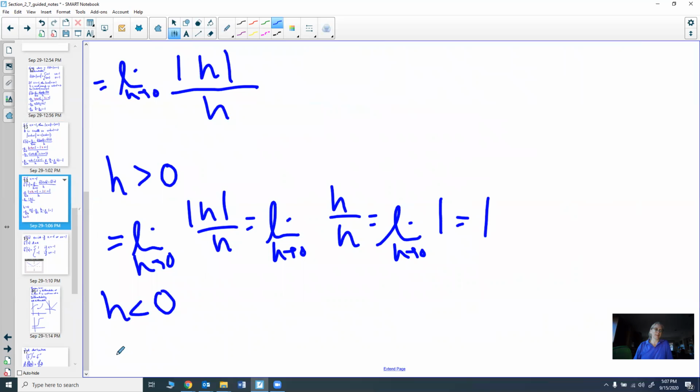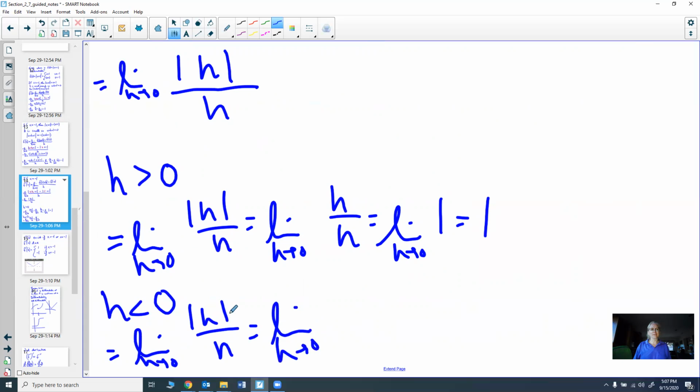But h could be less than 0. So let's look at h being less than 0. Then this would be the limit as h goes to 0 of the absolute value of h over h. Now, if h is less than 0, then the absolute value of h is minus h. So that means we have the limit as h goes to 0 of -1, which is -1. So this is the limit approaching from below. Sorry, the first one is from above, and this one's coming from below.